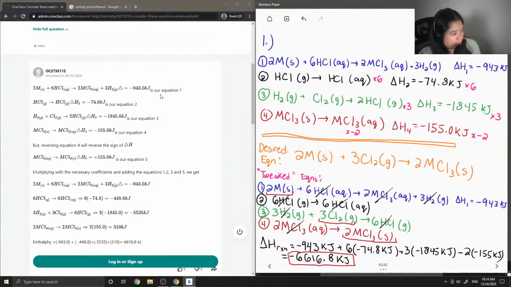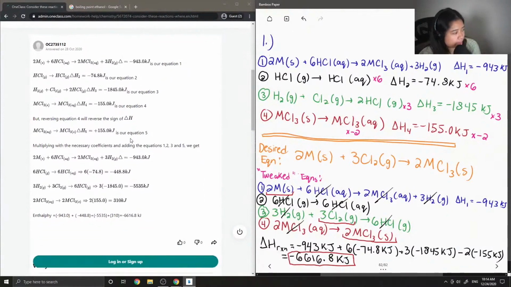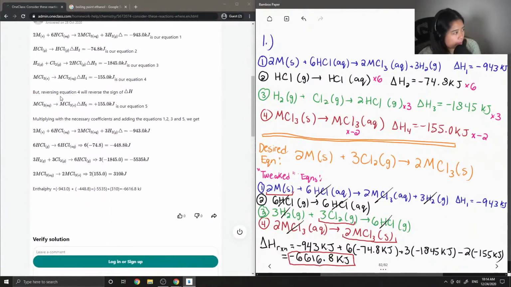They have equation 1, equation 2, equation 3, and then equation 4. But reversing equation 4 will reverse the sign of delta H. So they also showed how when you switch your products and your reactants, then that also multiplies your enthalpy value by negative.